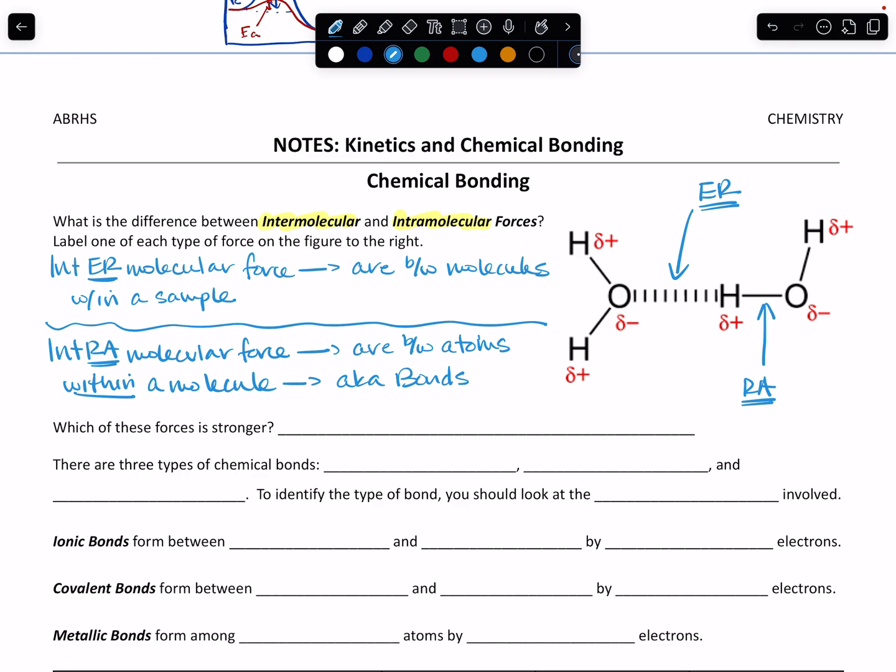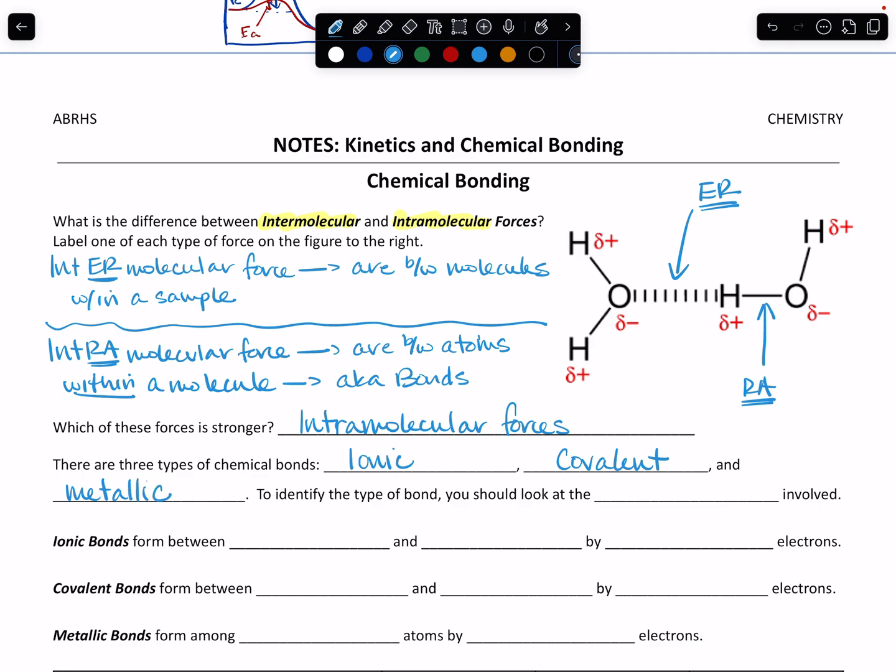Now, these forces are important. Knowing their definitions is important, and understanding which ones are stronger is important. So, which is stronger? Generally speaking, our intramolecular forces are going to be the stronger of the two. Those chemical bonds are going to be stronger. Now, those intramolecular forces can be categorized into three different types of chemical bonds. We can have ionic bonds, we can have covalent bonds, and we can have metallic bonds.